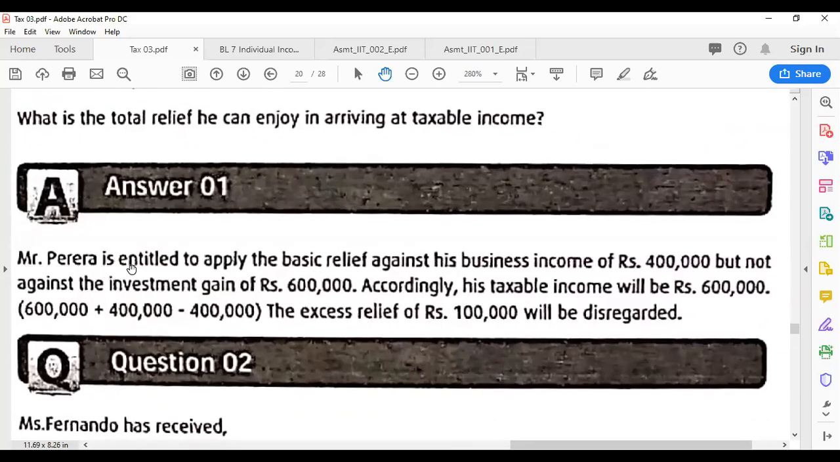Now we move to the answer. Mr. Pereira is entitled to apply the basic relief against his business income of rupees 400,000, but not against the investment gain of 600,000. Accordingly, his taxable income will be 600,000. How? 600,000 plus 400,000 minus 400,000. The excess relief of 100,000 will be disregarded. I will do it in the Excel sheet.